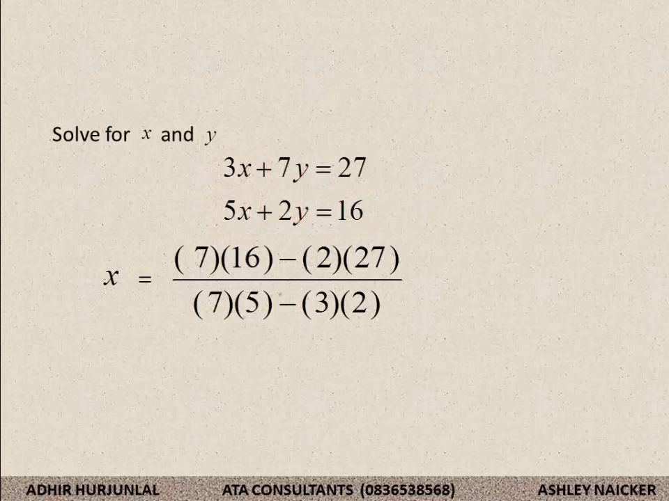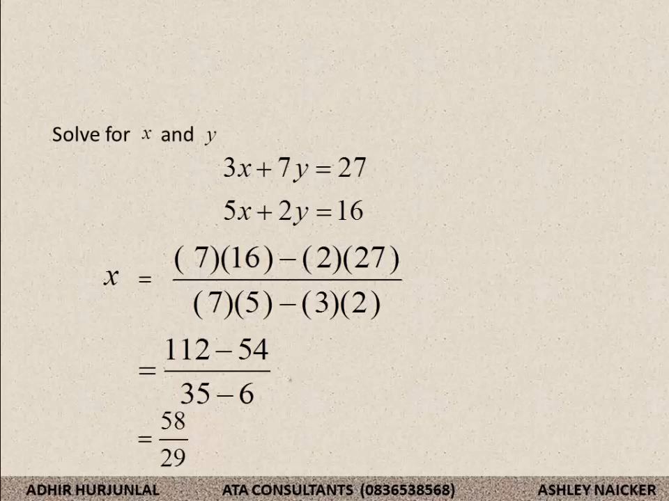Simplifying this further guys will give me 7 times 16, which is 112, 2 times 27, which is 54, 7 times 5 is 35, 3 times 2, which is 6. And simplifying that even further is 58 divided by 29, which we all know is equal to 2.